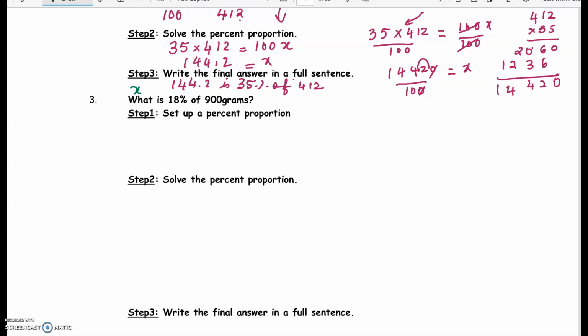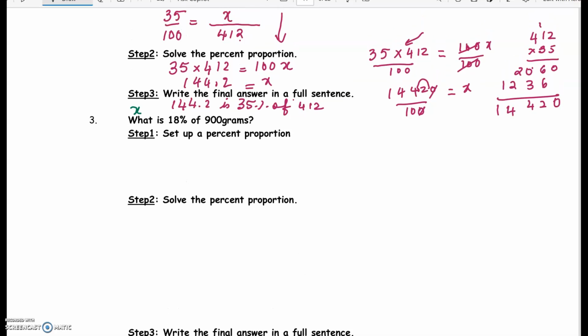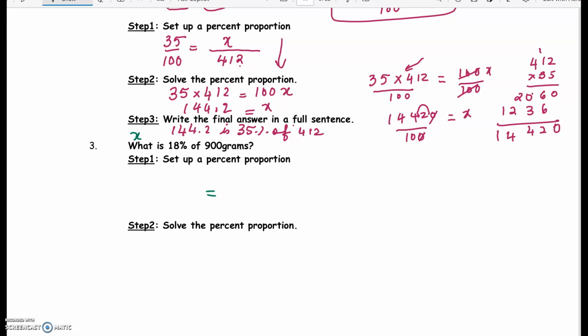So we are looking at a part of 900 grams. So 900 grams is our base or reference value. The percent obviously sits on one side as a fraction or a ratio. And on the other side, we know that the base or reference value is 900. When we say 18% of the reference value or the base value, which is 900, and we don't know what the X is.